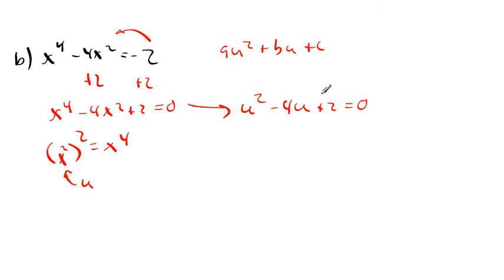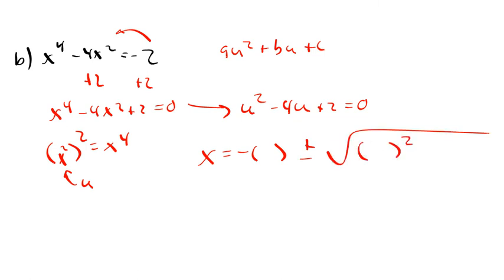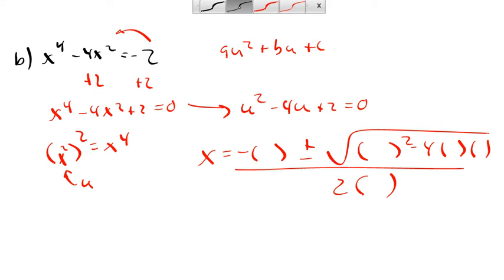Trying to multiply to get 2 and then add to get negative 4. Not going to happen. So we have to go to the quadratic formula. Here we go. x equals negative b plus or minus the square root of b squared minus 4ac, all over 2a. All right, so let's go ahead and plug in our values of a, b, and c.